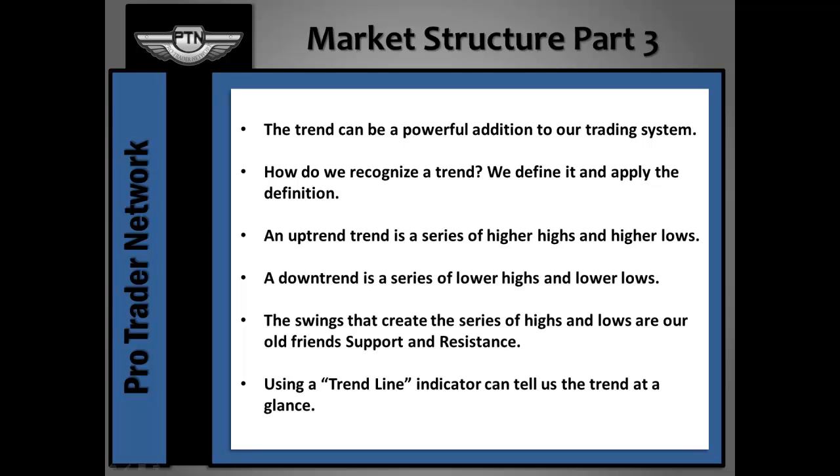Well, how do we recognize a trend? We have to define it and then apply that definition to determine if indeed a trend is present. The classic definition for an uptrend is a series of higher highs and higher lows. The classic definition of a downtrend is a series of lower highs and lower lows. And if we decide to incorporate trend recognition as part of our trade plan and trade system, we can make changes to that definition to further specify and create a rule as part of our trade plan.